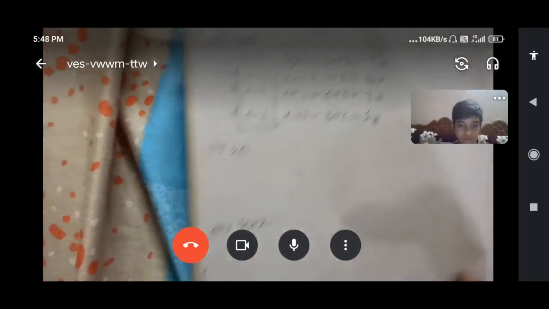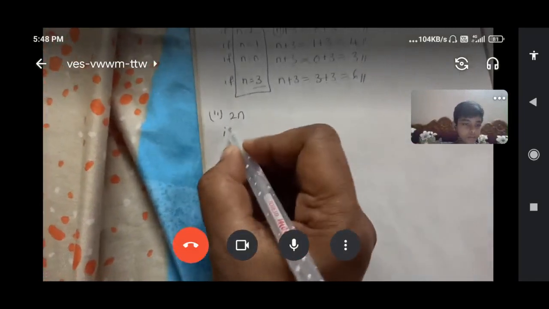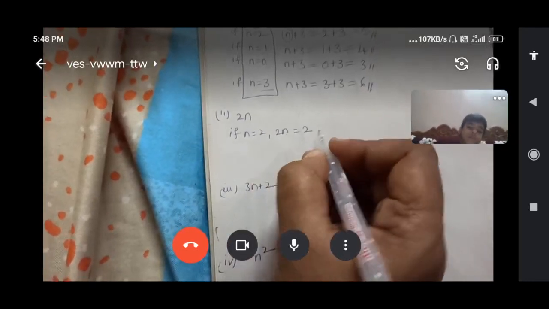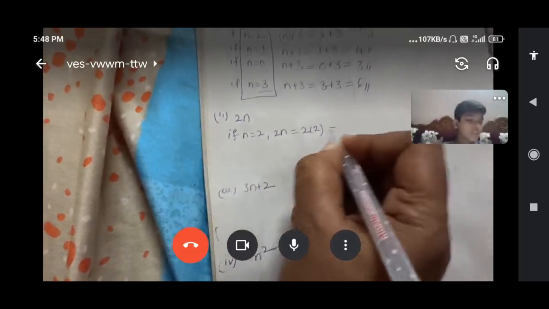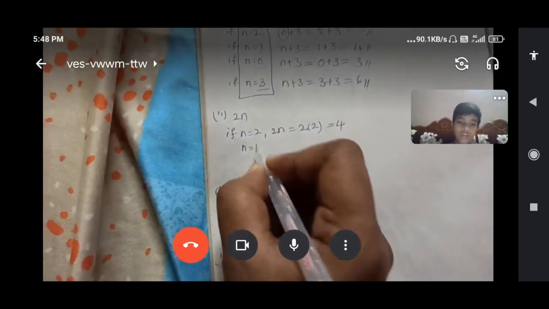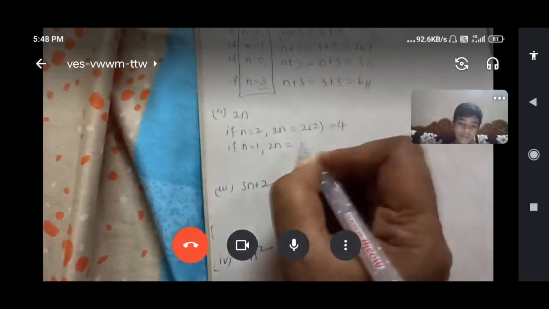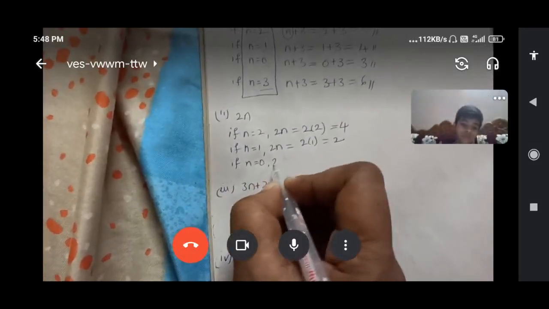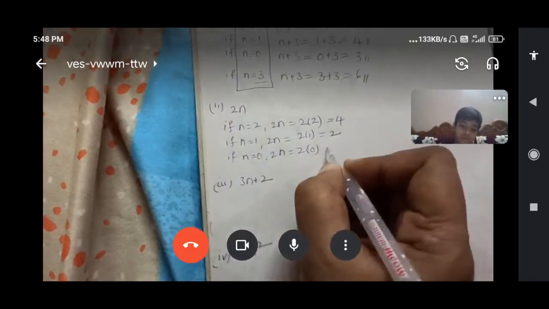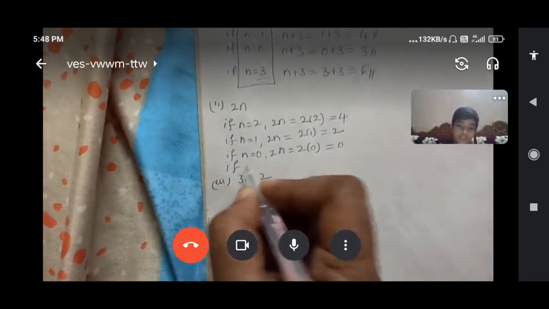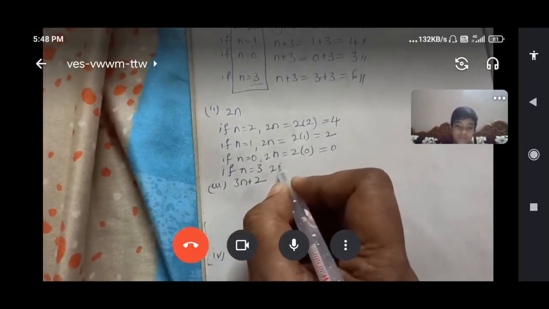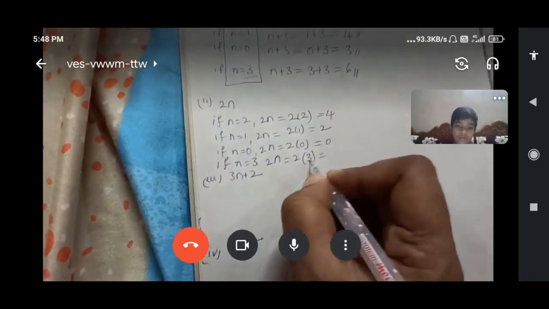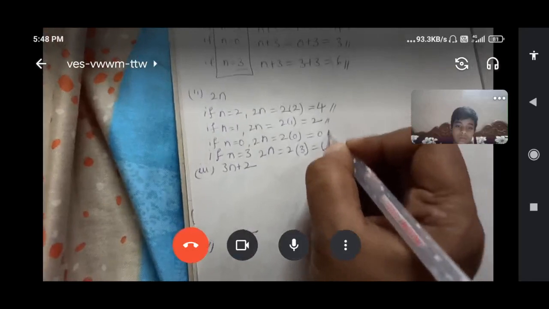Okay? Next for 2n. If n value is 2, then 2n is equal to what? In the place of n we have to put 2. 2 2s are 4. If n is equal to 1, 2n is equal to 2 into 1 is equal to 2. If n is equal to 0, 2n is equal to 2 into 0, 0. Okay? If n is equal to 3, 2 into n is equal to 2 into, in the place of n we have to keep 3. 2 3s are 6. So these are the answers for that.